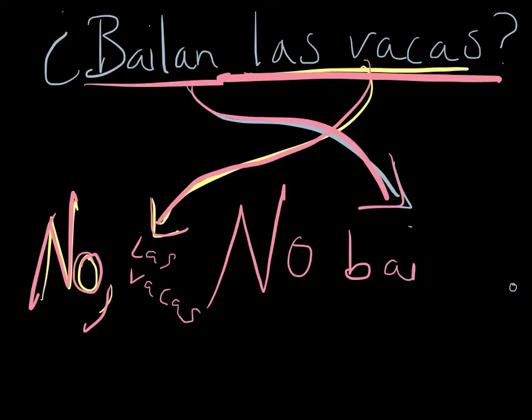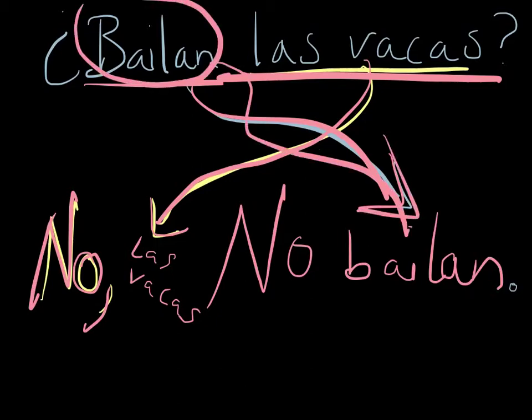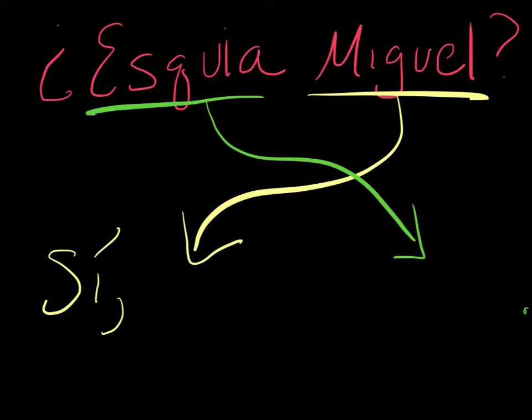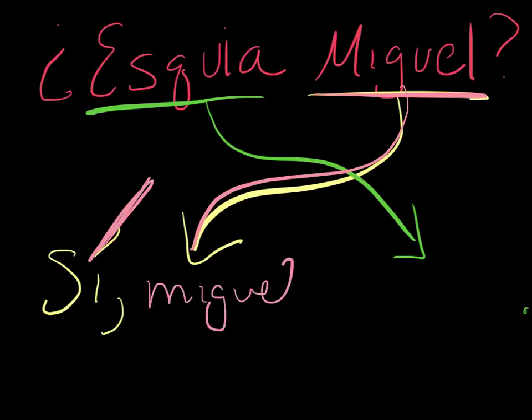Bailan. No, cows don't dance, meaning no, las vacas no bailan. Notice, I gave you bailan, you give me bailan, if you are not the cow. All right, esquia Miguel. Are you Miguel? I don't think so. So you would just say sí, yes, remember your accent there. Miguel, you just bring that down, and you take esquia, and you just repeat it.